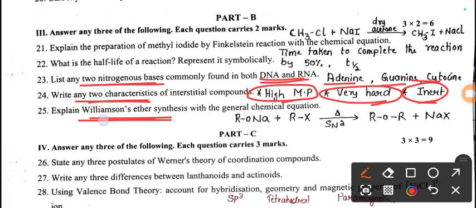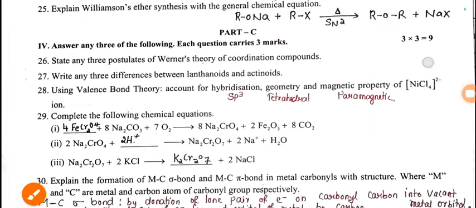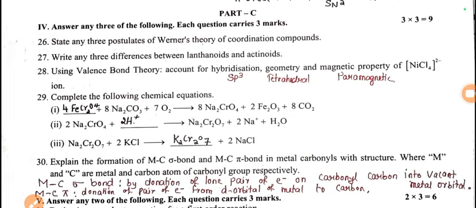Williamson's ether synthesis general reaction: sodium alkoxide reacts with alkyl halide, following the SN2 mechanism, to form ether and sodium halide. Now come to part C from inorganic chemistry.